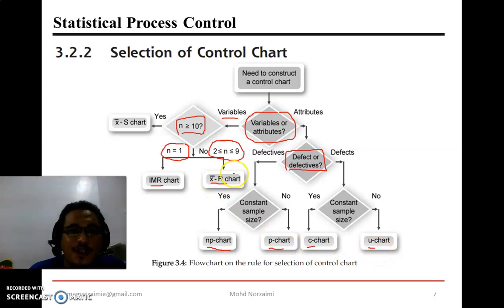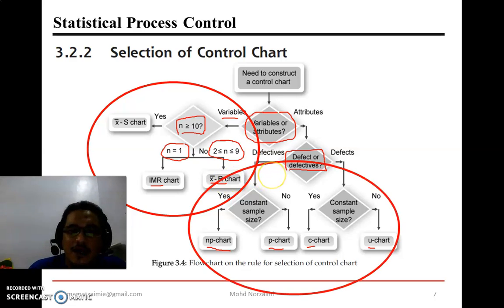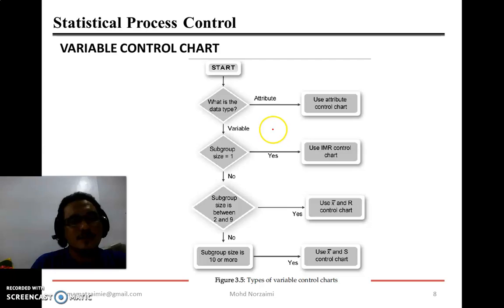So what type of control chart is this one? I will explain every single chart, don't worry. So far okay? Alright, we move to the next one. This is the summary of the types of control chart: X-bar S, IMR, and X-bar R for the variable data, and P chart, NP chart, C chart, and U chart for the attribute data.